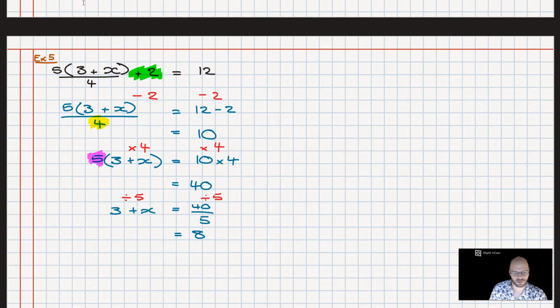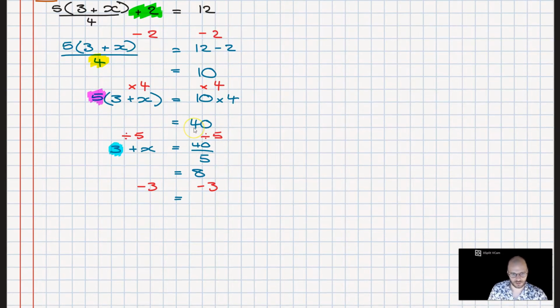Now, final step. What do we need to get rid of? So plus 3. The way in which we get rid of that is we take 3 from both sides. And that will yield x by itself. And then 8 take 3 is equal to 5. Therefore, our final answer for this is 5.